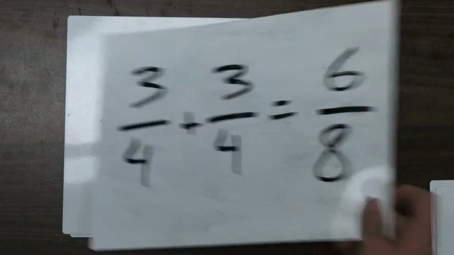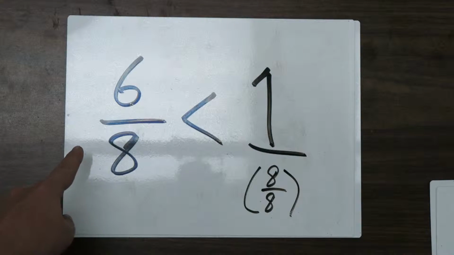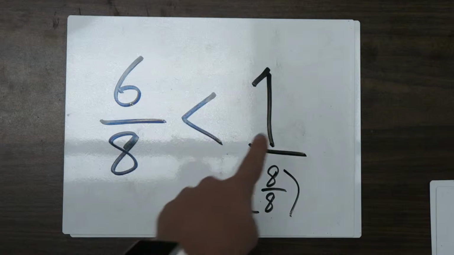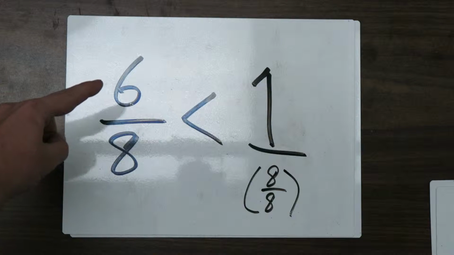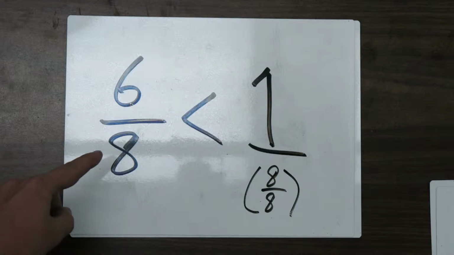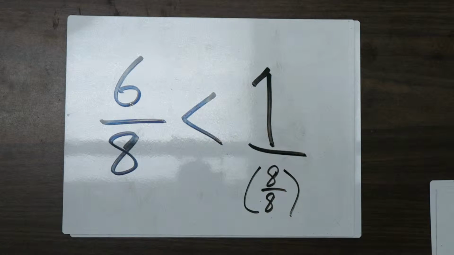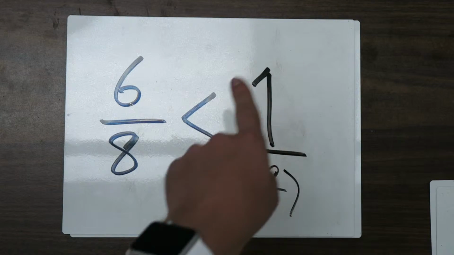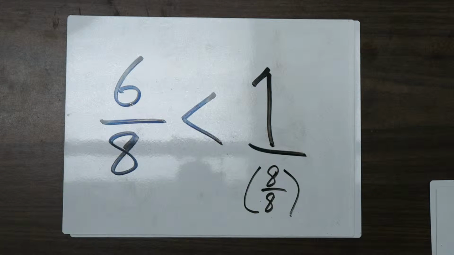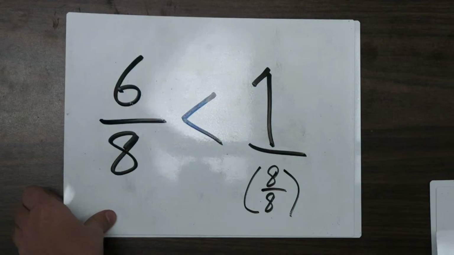Let's take a look. So 6/8, which was my answer, is less than 1 because any fraction where the numerator is smaller than the denominator is less than 1. 8/8 is equal to 1, which means 6 out of 8 is less than 1.